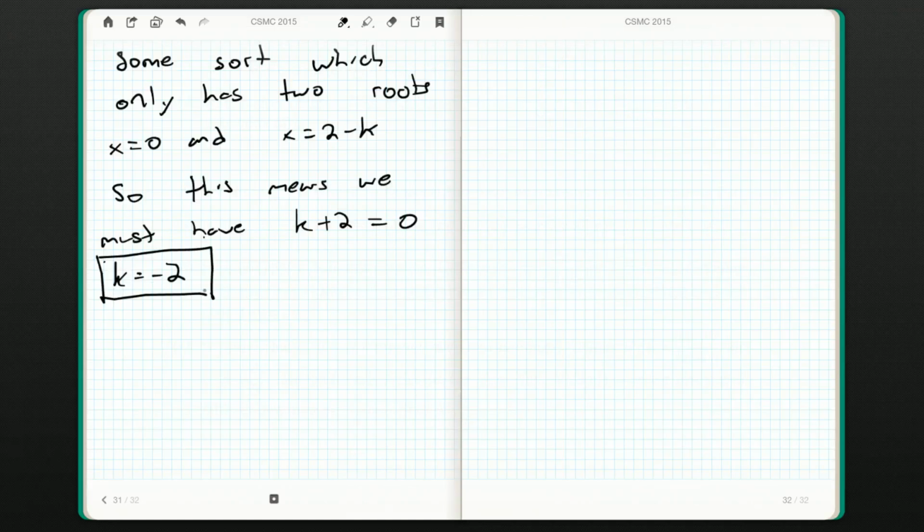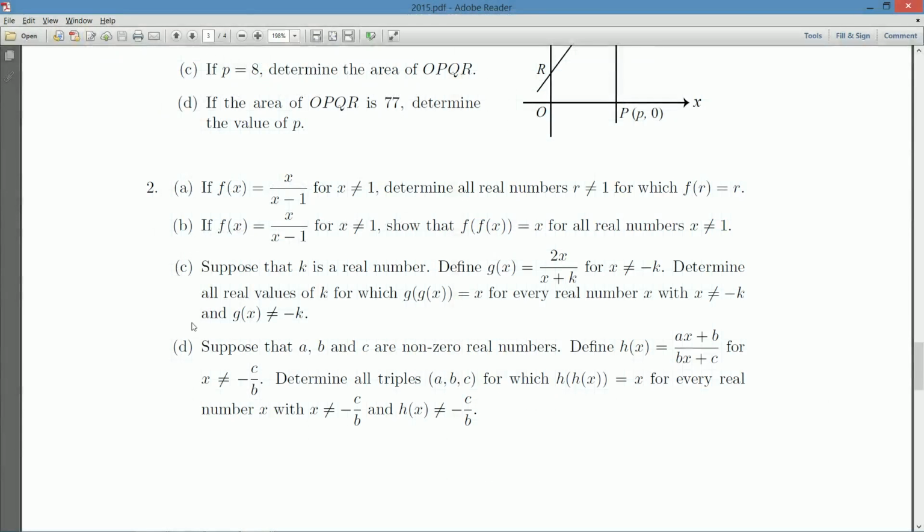Okay, now we're on to D. Suppose that a, b, and c are non-zero real numbers. Define h of x to be (ax + b) over (bx + c).